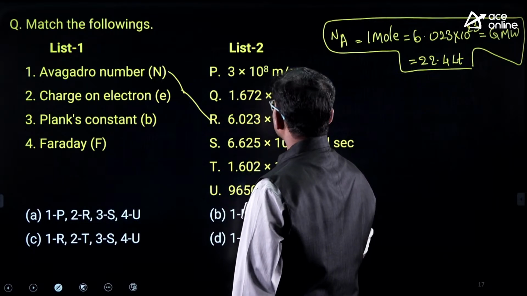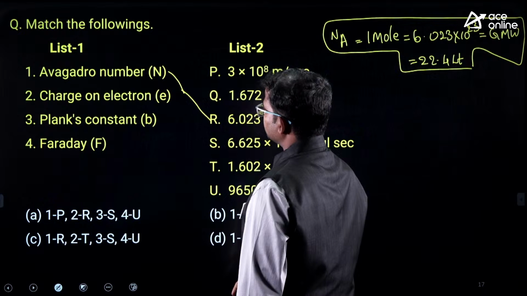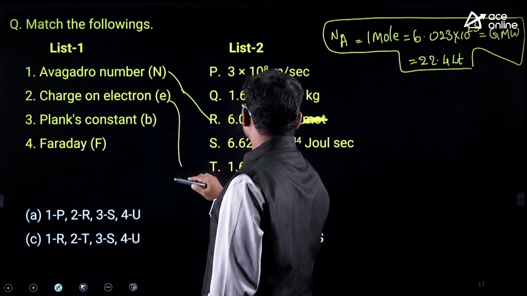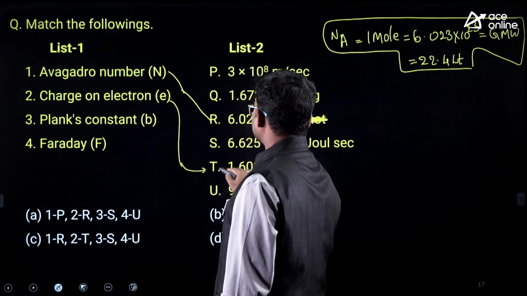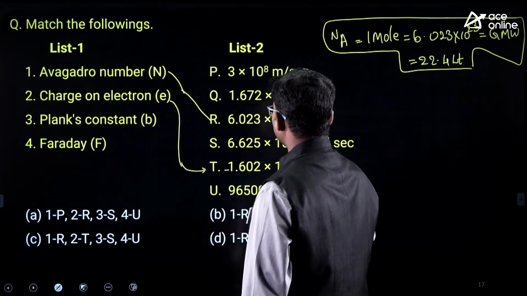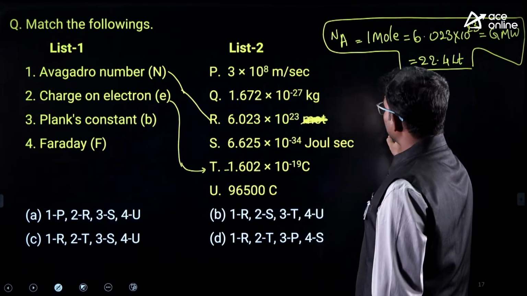6.6023 into 10 power 23 molecules. This is molecules or atoms, whatever it is. Next, charge of the electron. So what is the charge of the electron? Here it is, minus 1.602 into 10 power minus 19 coulombs. So 10 power minus 19 coulombs, right.